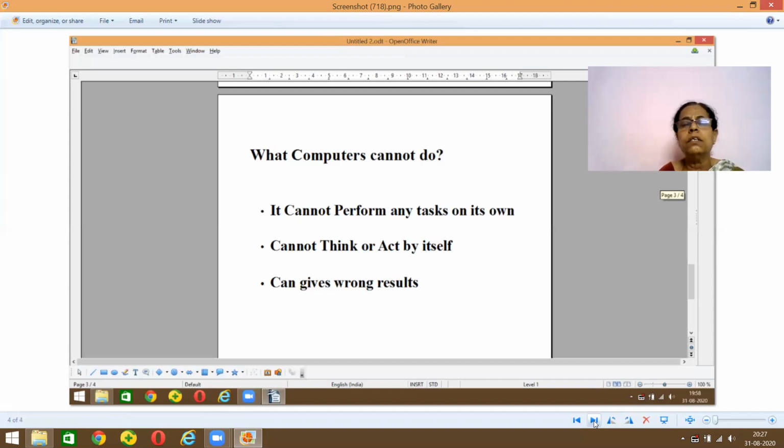So these are the do's and don'ts of computer. The don'ts are, it cannot perform any task on its own. The computer cannot switch on or switch off on its own. You need to switch it on or switch it off, and then that's how it performs its task when you give instructions. It cannot think or act on its own. It will give wrong results if your information or your instructions are incorrect or incomplete.